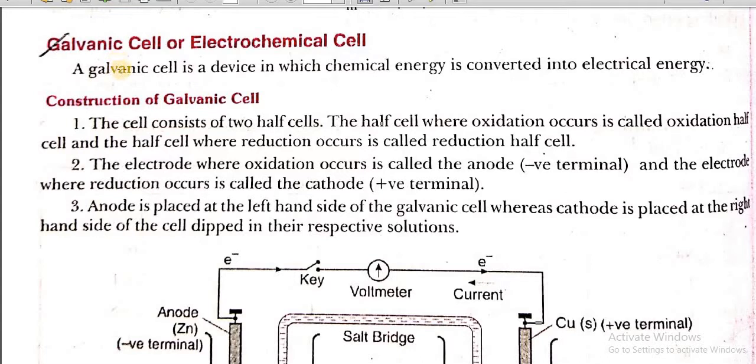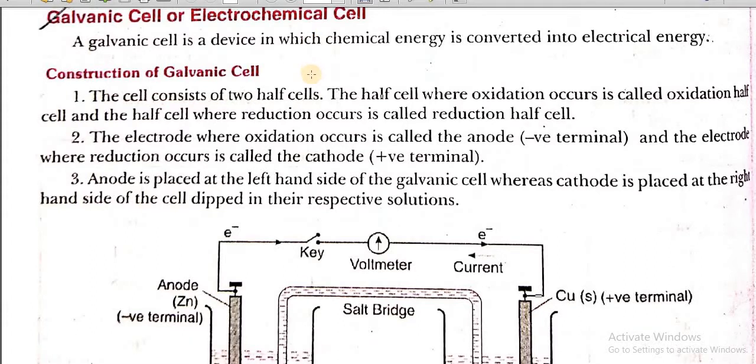So a galvanic cell or electrochemical cell is a device in which chemical energy is converted into electrical energy. So it is a device where we can convert a chemical energy stored into electrical energy. Examples of such galvanic cells are batteries. The batteries which are used in automobiles are an example of a galvanic cell where the chemical energy is converted into electrical energy.